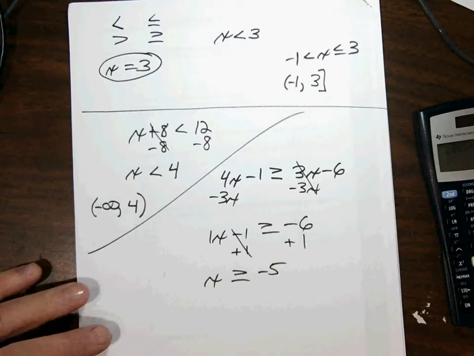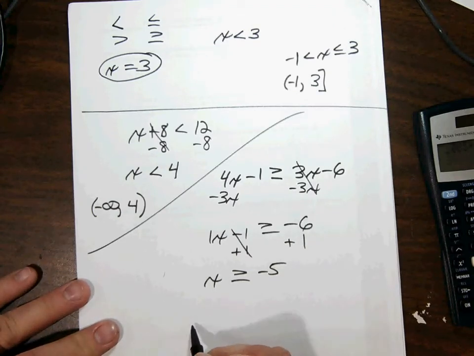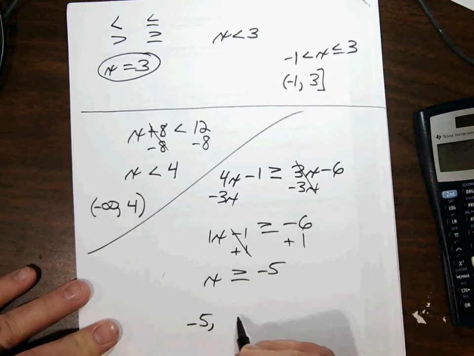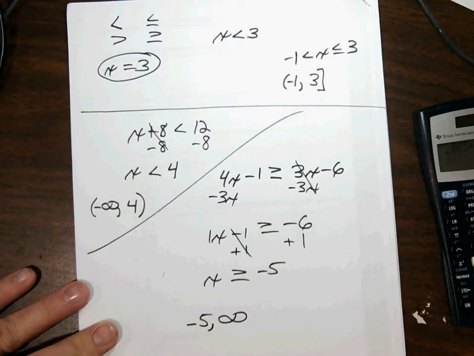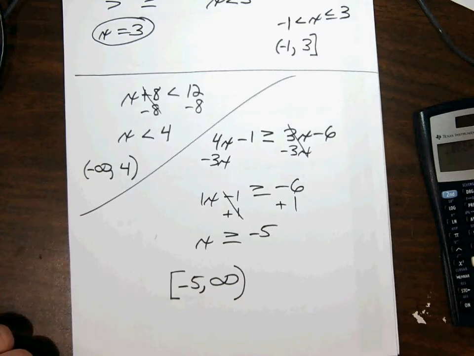How do I show that? Well, greater than means I'm going up to positive infinity. So I'm going to start way down here at negative 5 and work my way up to positive infinity. Okay? Well, negative 5 is included. It gets a square bracket. Infinities always get a parentheses. That's how I would show that in interval notation.